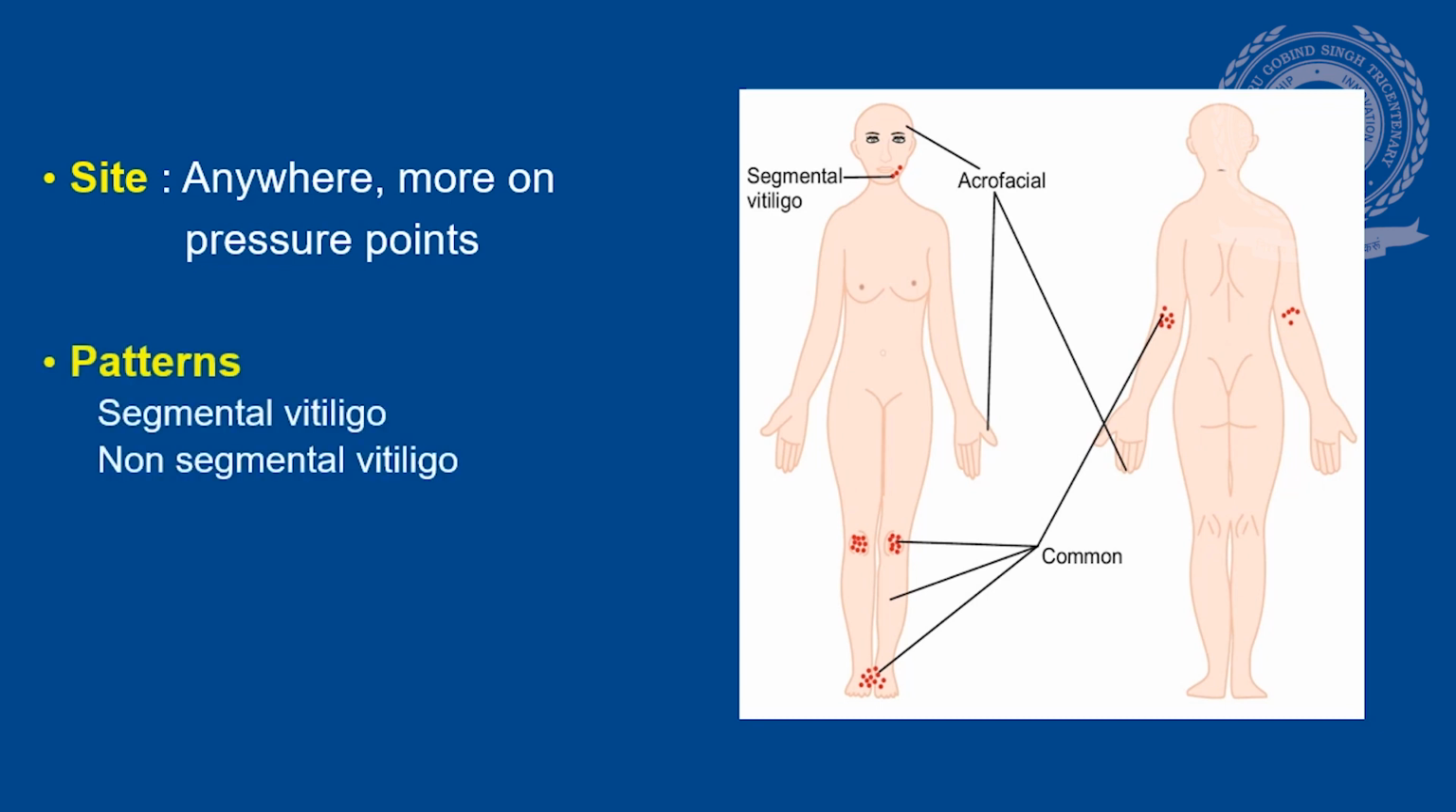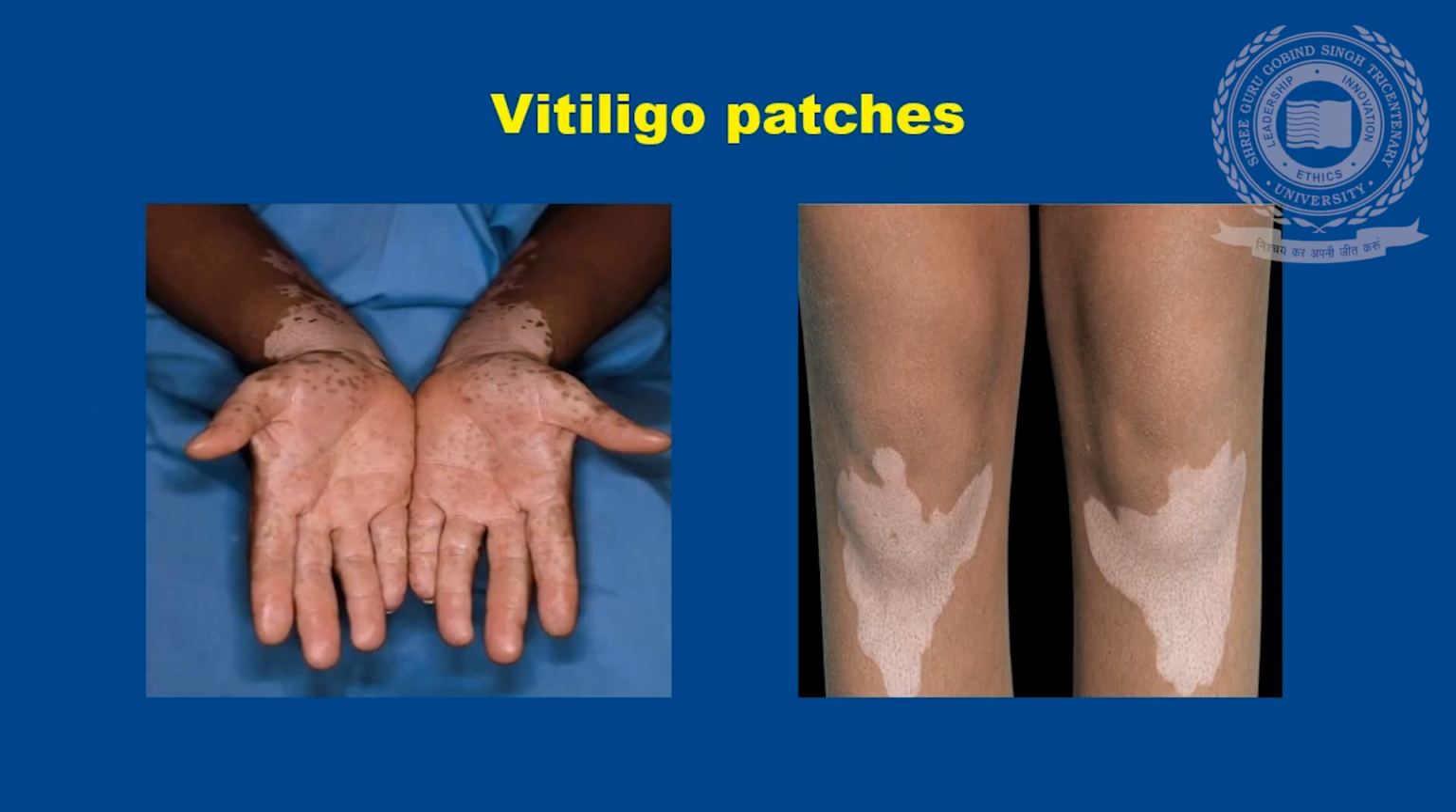There are two patterns of vitiligo. The first is segmental vitiligo and the other one is non-segmental vitiligo. These are two pictures showing vitiligo patches. The picture on the left shows the depigmented macules on the palms extending onto the flexor aspect of the forearms, whereas the picture on the right shows the depigmented macules on the knees extending below onto the extensor aspect of the leg.